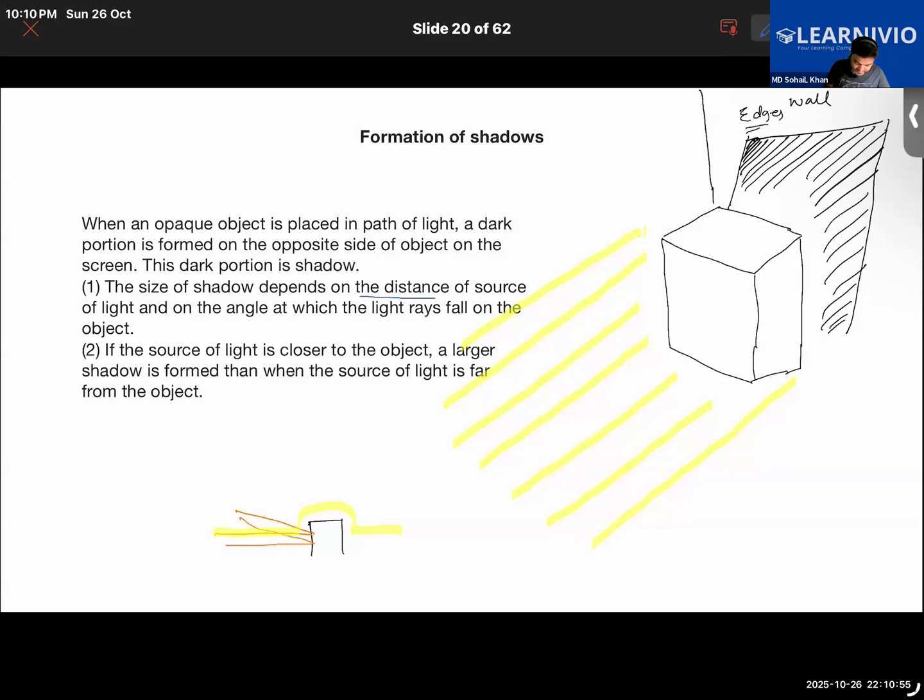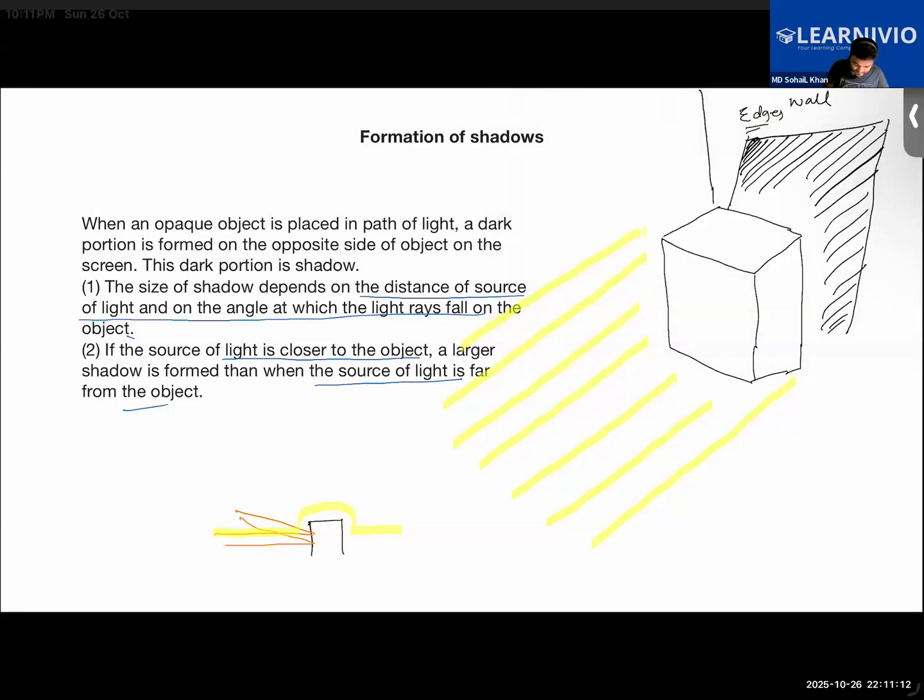So it depends on the distance of the source of light and on the angle at which the light rays fall on the object. If the source of light is closer to the object, a larger shadow is formed. When the source of light is far from the object, a smaller shadow is formed.